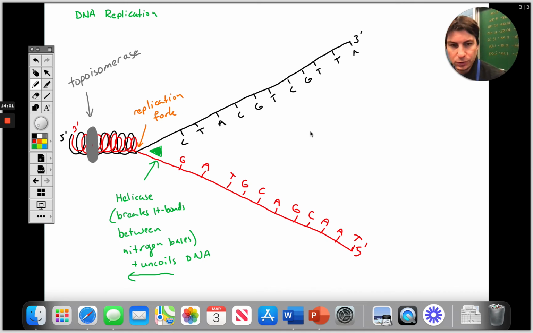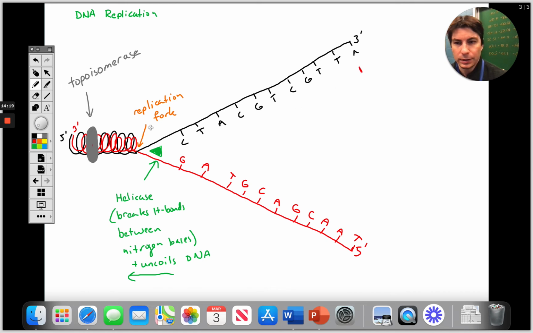So here's what we're going to do. We're always going to start on our new strand. We are always going to start on the 5' side. It always has to be that way, okay? We can never start on the 3' side.